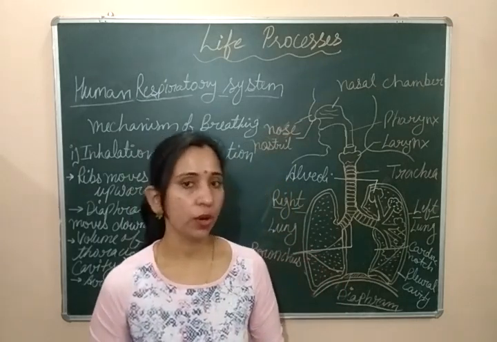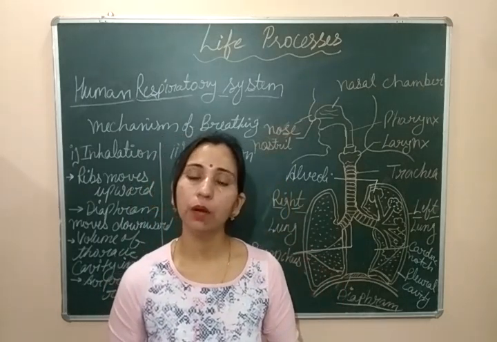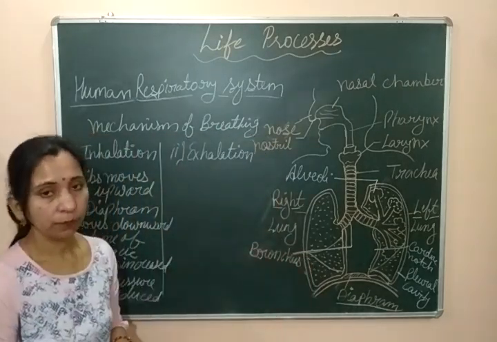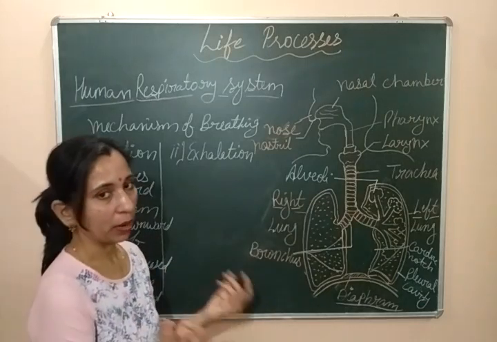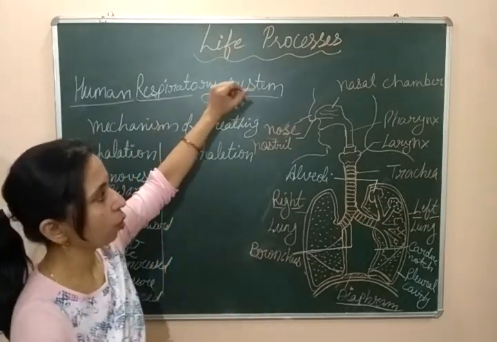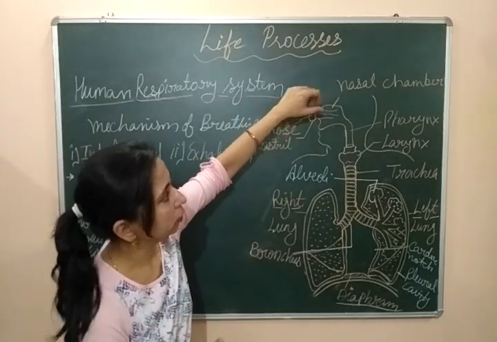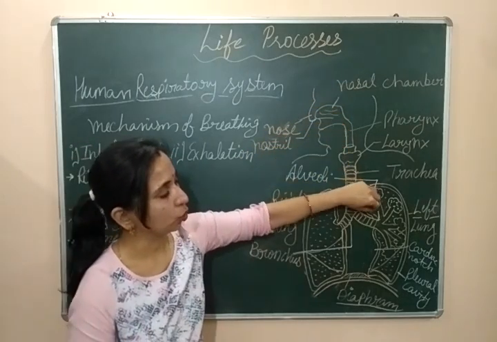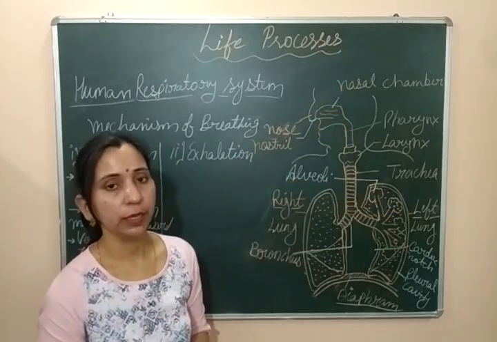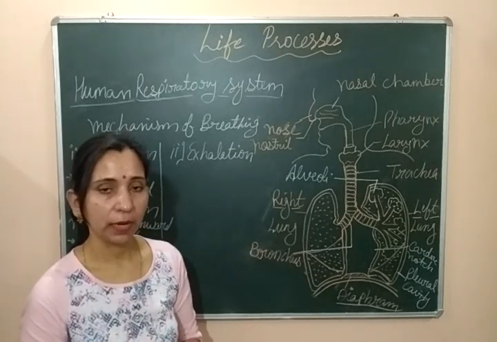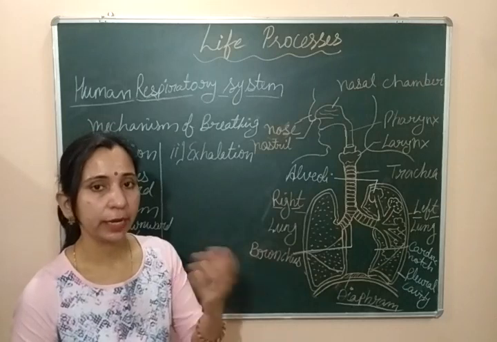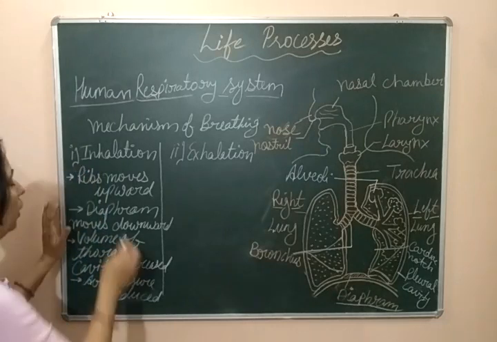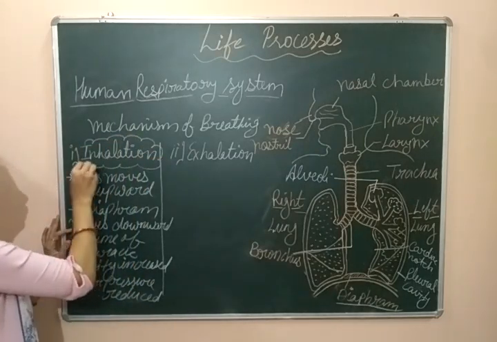Air अपने higher pressure से lower pressure की तरफ move करेगी, and finally air enter करेगी हमारी body के अंदर, but passing through a certain path. एक path को follow करते हुए. What will be the path? It will enter through the nose, then the nasal chamber, then pass through the pharynx, larynx, trachea, bronchus, bronchioles, and finally air reaches the air sacs or alveoli. This is the path which air follows when it comes inside the body, and this process by which air comes inside the body is known as inhalation.